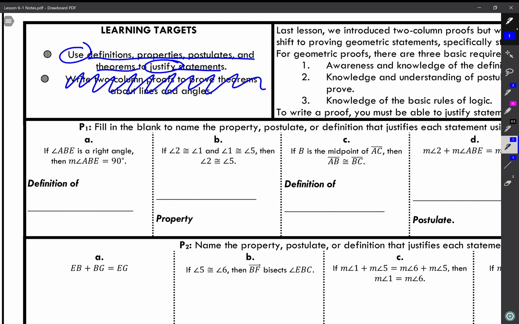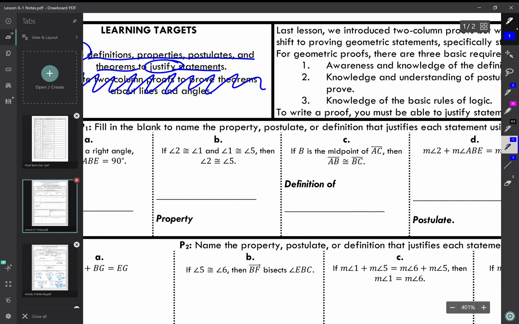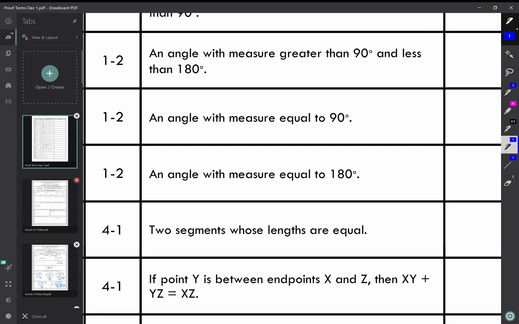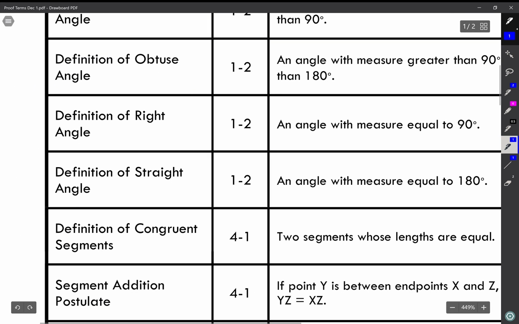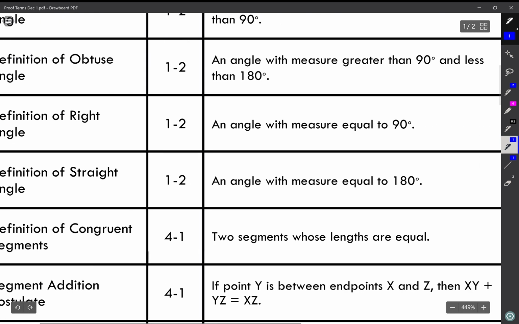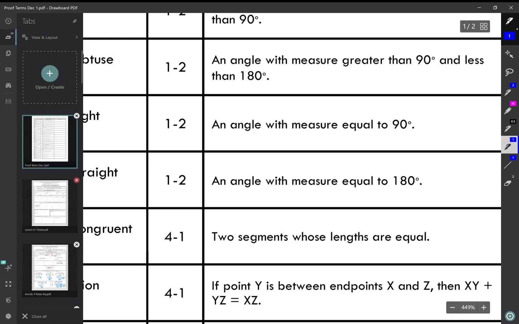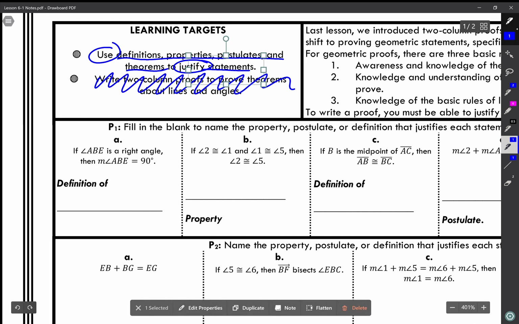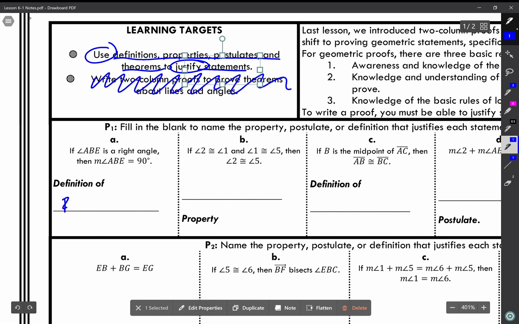I'm going to guess that it's going to be definition of right angle, because we're dealing with a right angle. So I'm going to go to my list and look at definition of right angle, which happens to be right here. It says an angle with a measure equal to 90 degrees. So the statement says if the angle was a right angle, then the measure is equal to 90 degrees. That's what our definition of right angle tells us. So this will be definition of right angle.